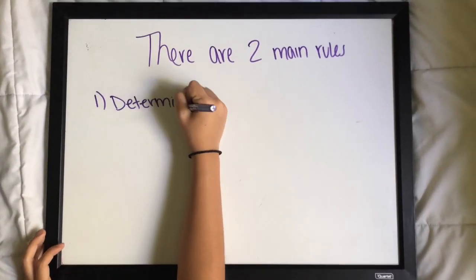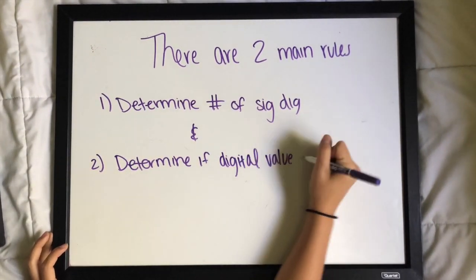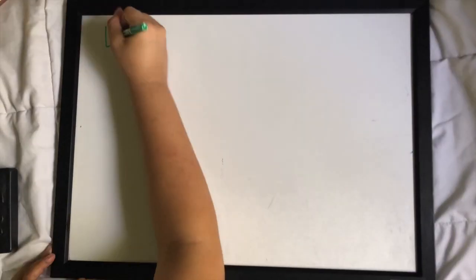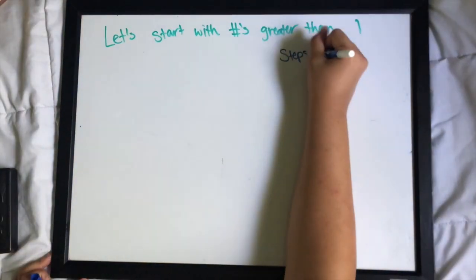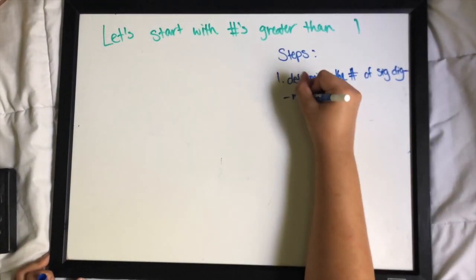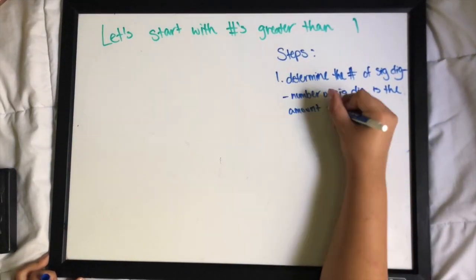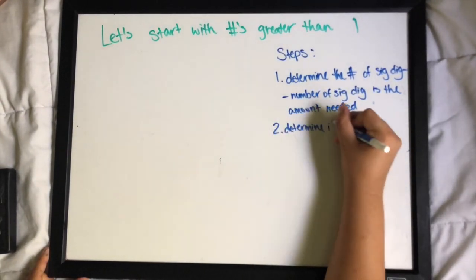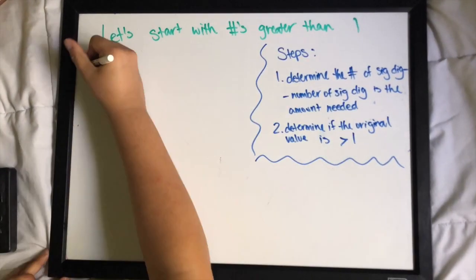The first rule is to determine the number of significant digits, and determine if the original value is greater than 1. Let's start with numbers that are greater than 1. So here are the steps you want to keep in mind. Number 1, determine the number of significant digits, which is the amount needed. Number 2, determine if the original value is greater than 1.